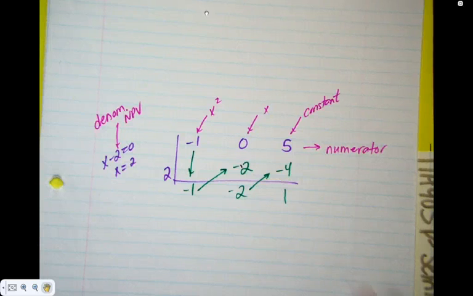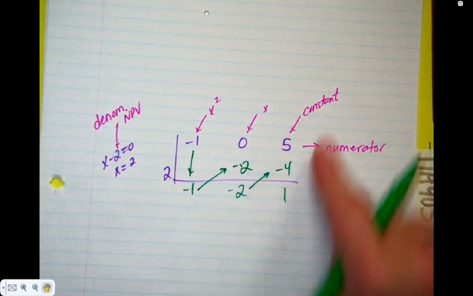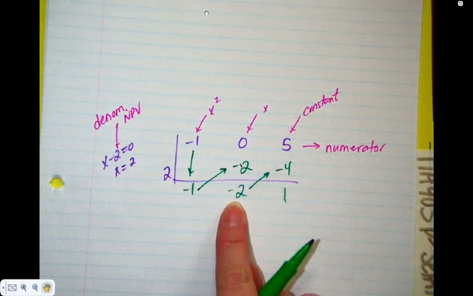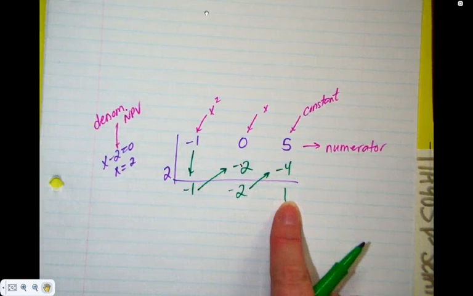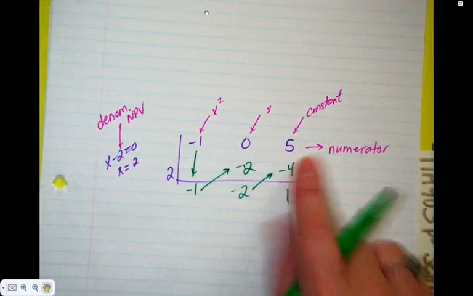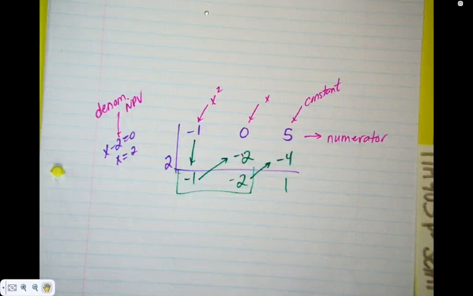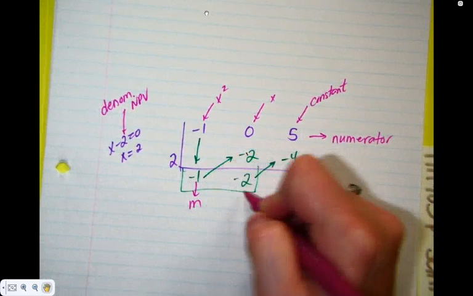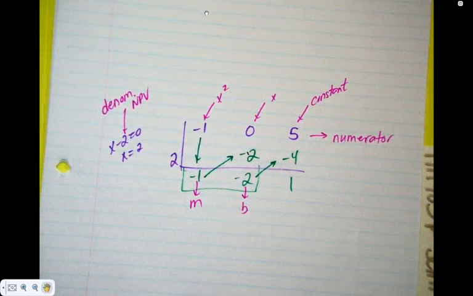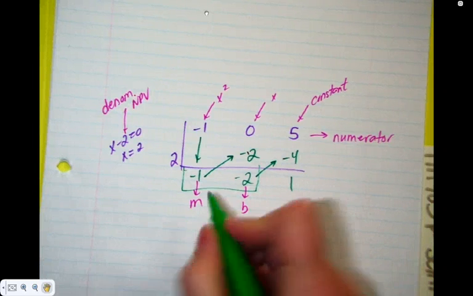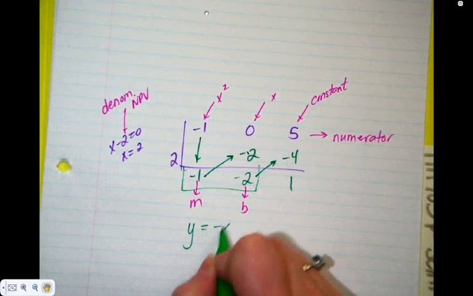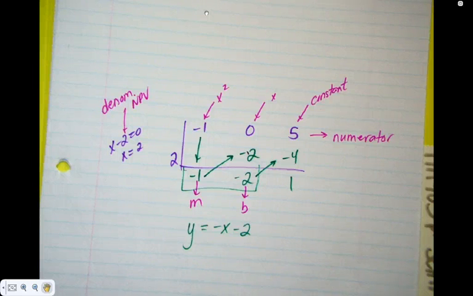In theory, for this last column doesn't matter, so I could stop here, but this will come back to us in Unit 5 where the last one does matter. That's why I'm keeping going. But in theory, I don't care what's in this last column. All I care about is the first two numbers. The first number is always your m value, and the second number is always your b value. And this will always give you the equation of a line, so it's y equals negative x minus 2.